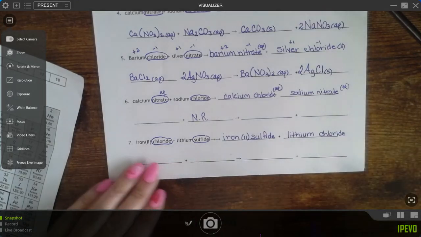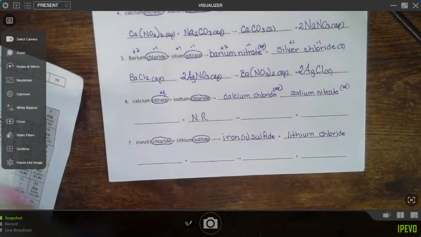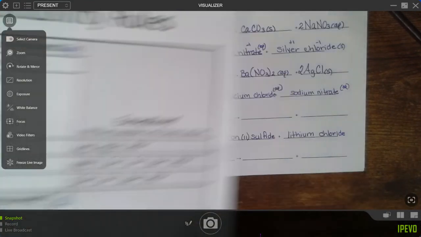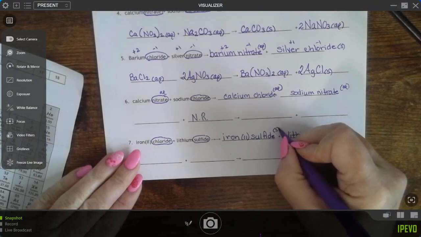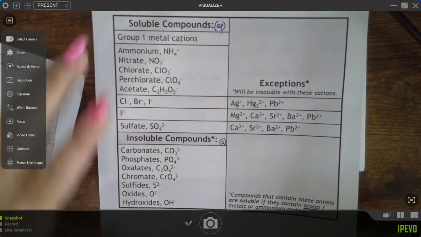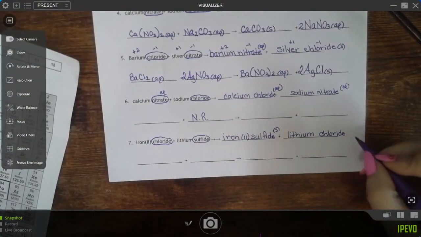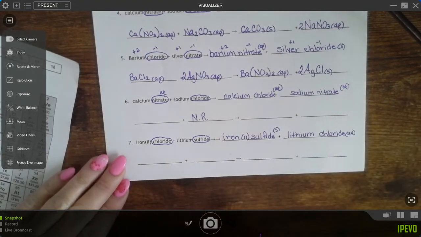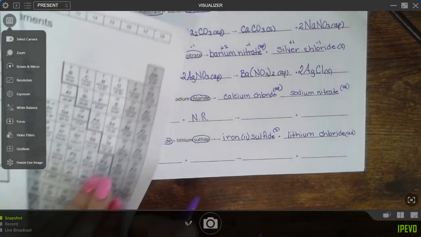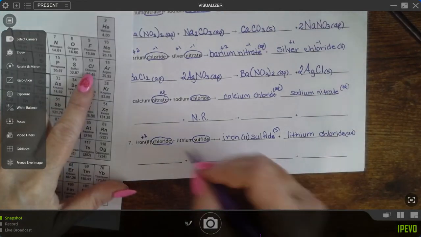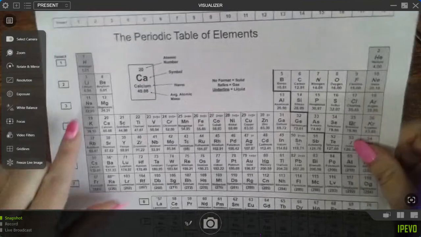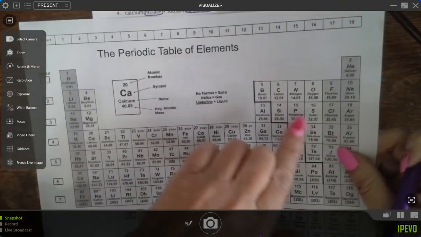Now we need to look, and sure enough, you have a sulfide, and it's not a group 1 metal, it's not ammonium, so this sulfide is going to be a solid. And then lithium chloride, lithium is a group 1 metal, chlorine is always soluble, so this is going to be our aqueous compound. Now iron, the 2 tells us it's got a +2 charge. If we look at chlorine on our periodic table, it's in group 17, so it has a -1. Lithium is in group 1, so it's got a +1 charge.